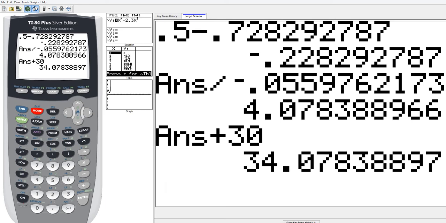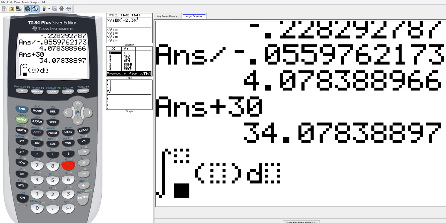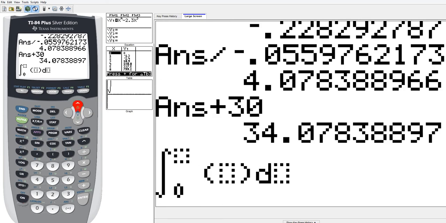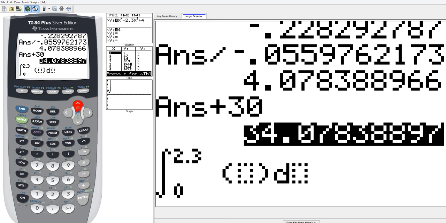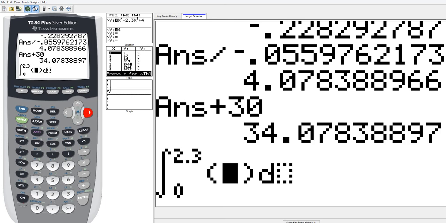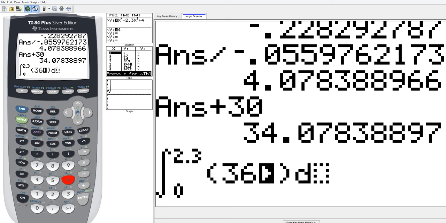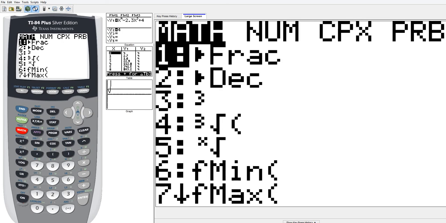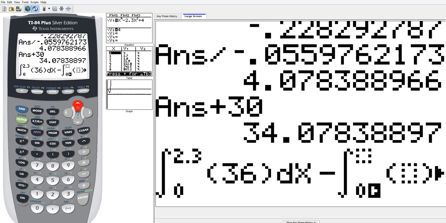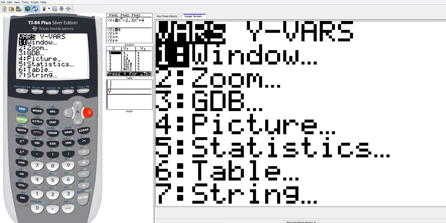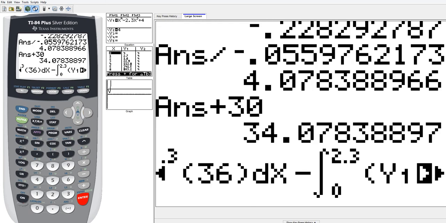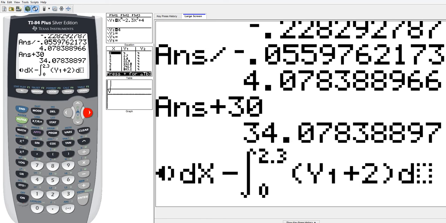So, math 9, 0, 2.3. And then I know that's going to be 6. Or I could just put 6 squared, so it's 36 dx. Take away math 9, 0, 2.3, bars, y sub 1 plus 2. Or I could just change it from the beginning.